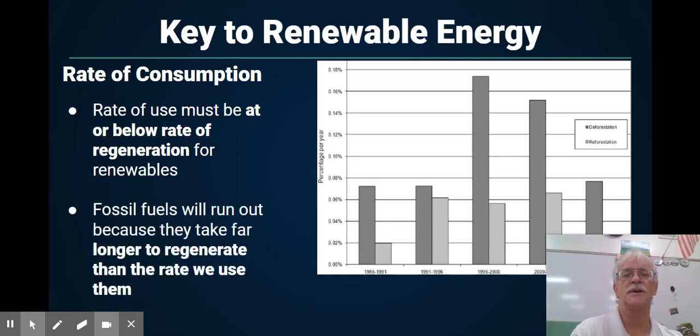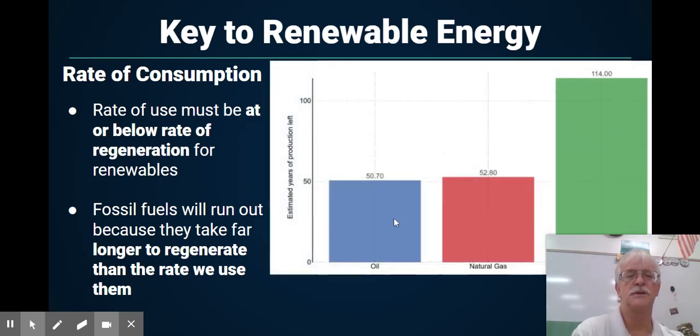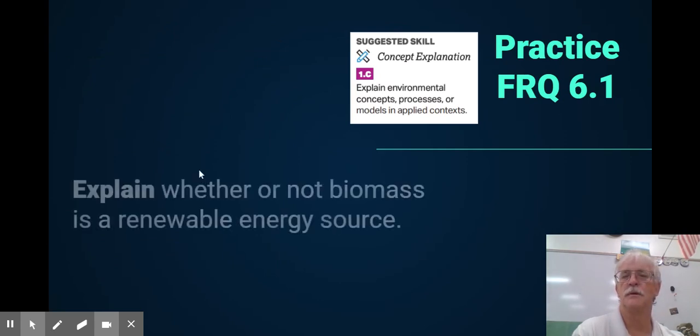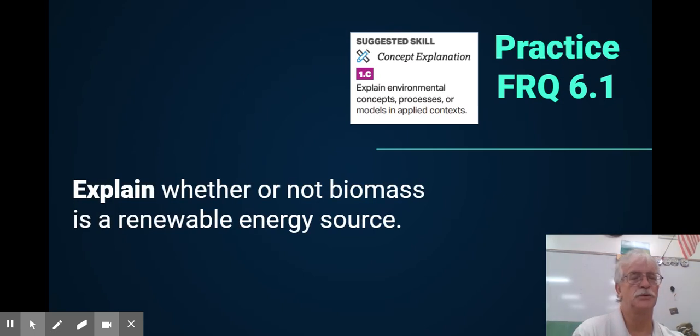Fossil fuels will run out because they take hundreds of millions of years to regenerate, as opposed to less than a human lifespan. Here we can see that oil and natural gas have around 50 to 53 years before they're all gone. Coal, on the other hand, has up to 114 years, but we'll find out later how much nastier it is. So the first practice FRQ would be, can you explain whether or not biomass is renewable? Second of all, can you justify your answer?